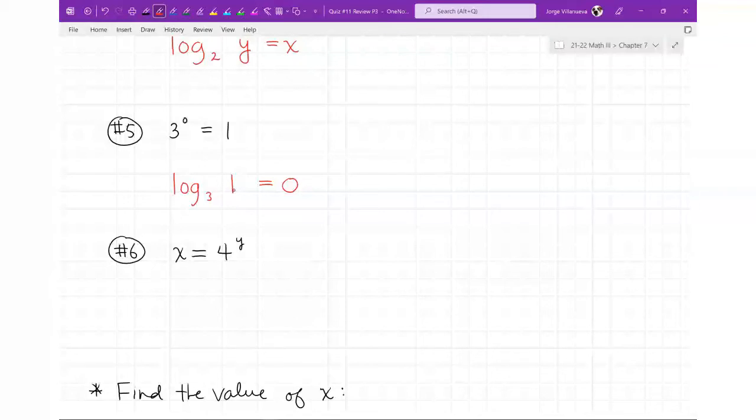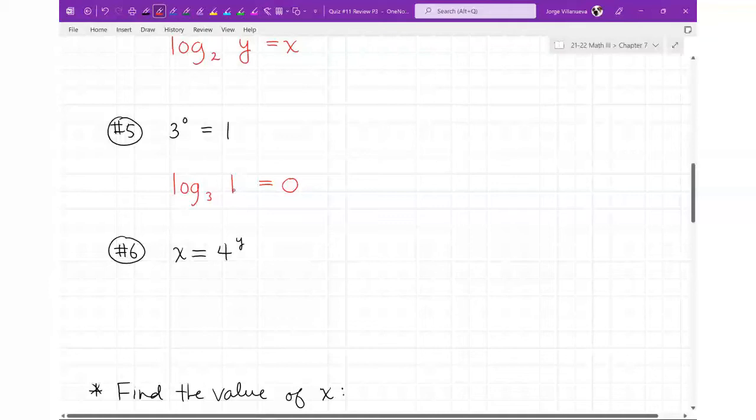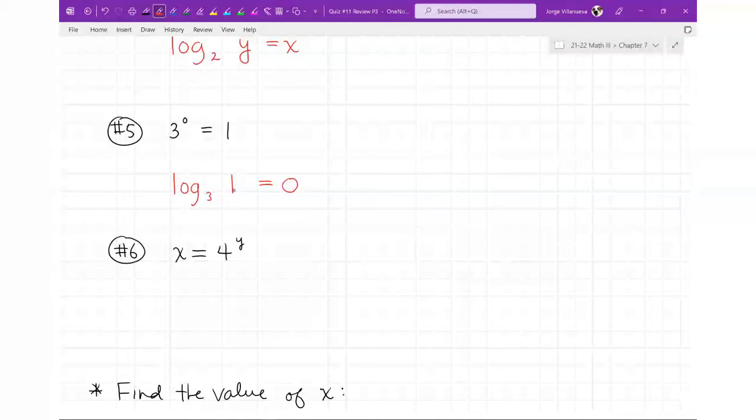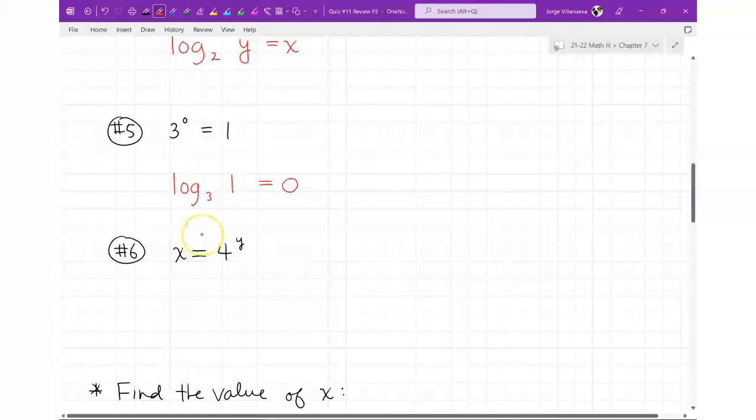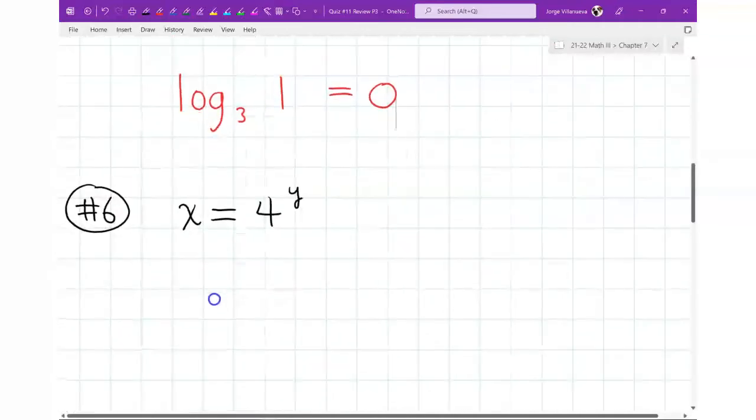I'll give you about 10 seconds. Again, we're not calculating anything so far. This is just rewriting, right? Try to rewrite. Try to make sure that you're able to express them in a different form. 4 to the y, yeah. It's a little tricky there, but there you go.